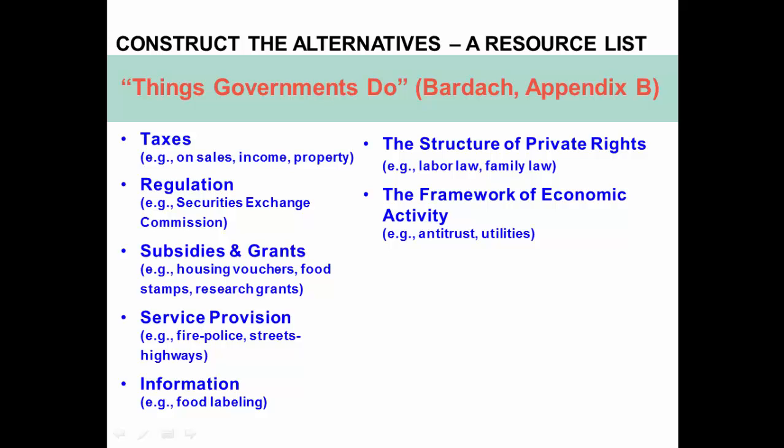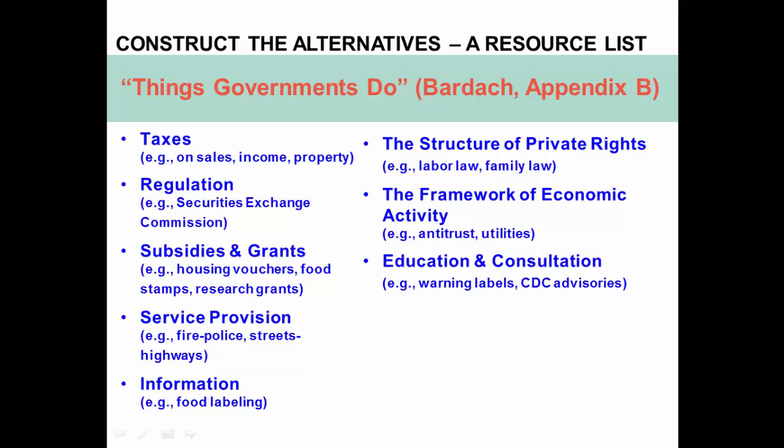A separate category of things governments do involves the framework of economic activity itself, such as the antitrust regulation of monopolies generally, and more specifically, the regulation of utilities by such things as public utility commissions at the state level.